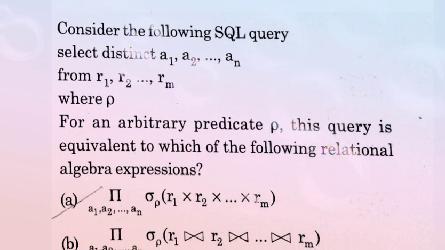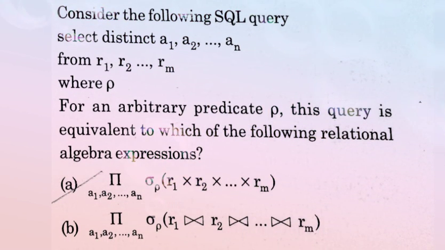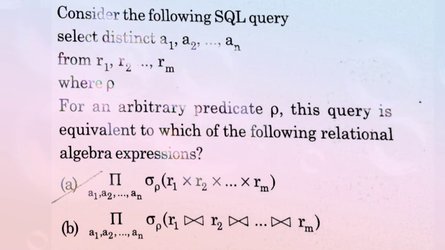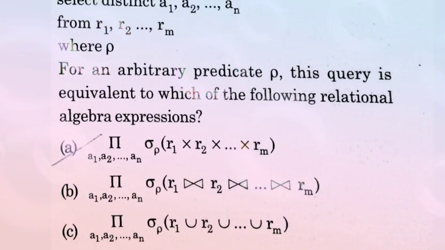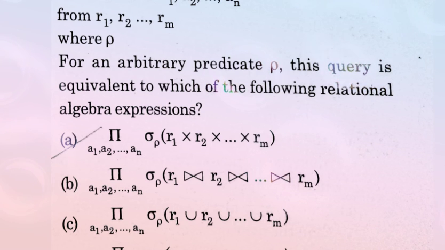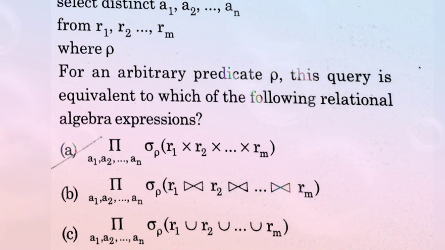Consider the following SQL query. Select distinct A1, A2 and so on up to An, from R1, R2, and so on up to Rm, where P is a predicate. This query is equivalent to which of the following relational algebra expressions?